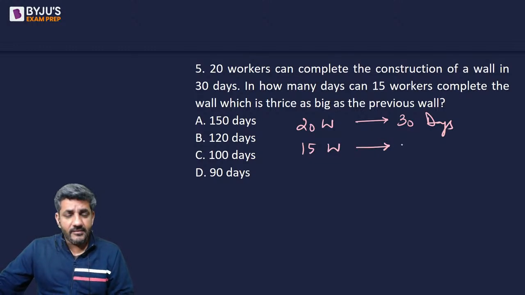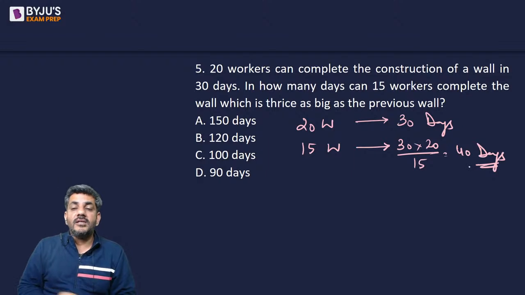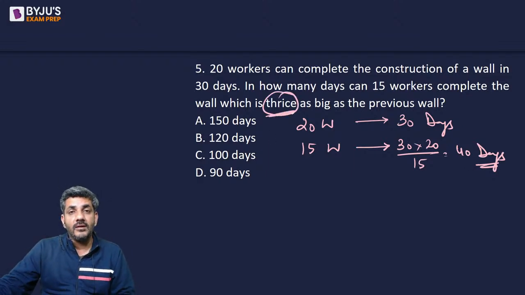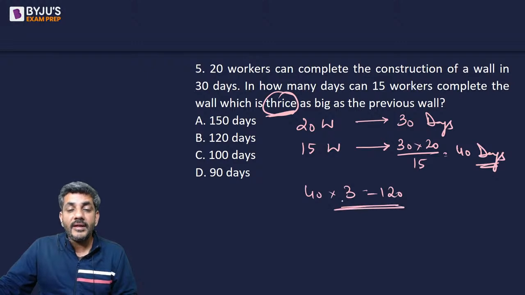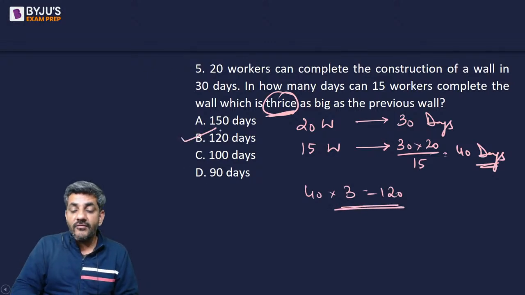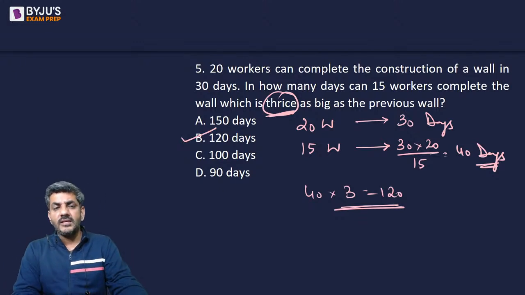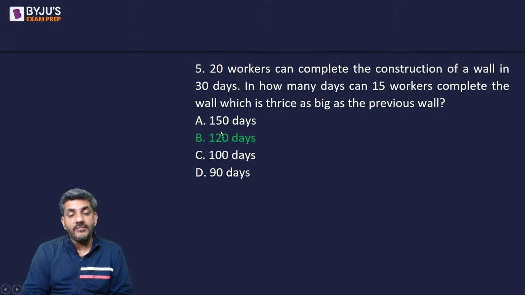So we can straight away say this can be done in 30 into 20 divided by 15, that is 40 days. So 15 workers can do it in 40 days. But now the job is thrice as big as the previous one. अगर job thrice हो जाएगी तो time भी thrice लगेगा. So 40 days into 3, the days taken would be 120. So therefore I said it's a straightforward question without any kind of calculations or equations. Nothing else was to be done. So B option 120 is the right answer for question number 5.